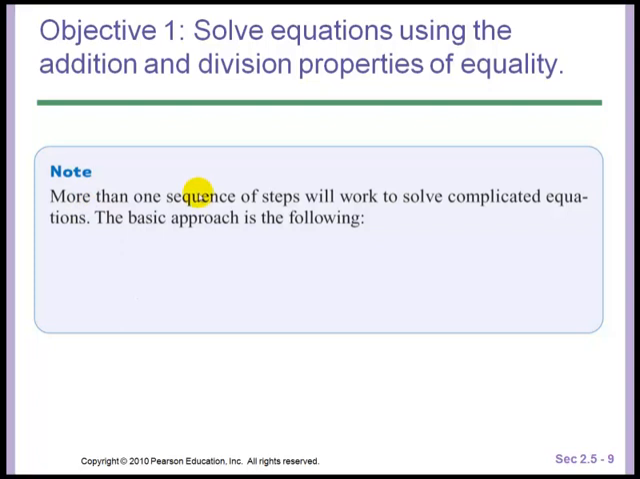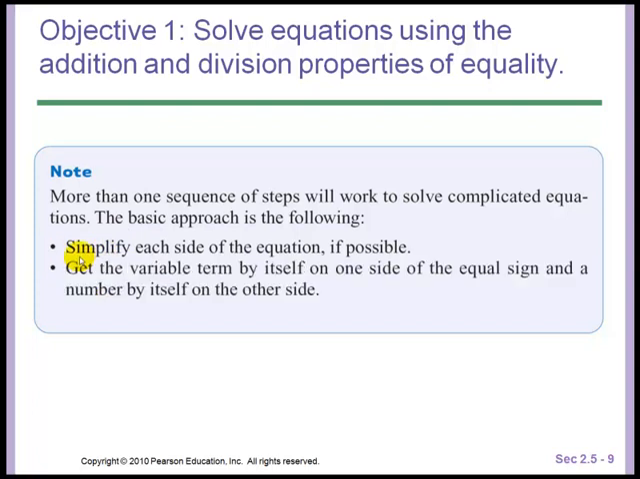A note: more than one sequence of steps will work to solve complicated equations. The basic approach is the following. Simplify each side of the equation if possible. Simplifying is doing things like using the distributive property or combining like terms. Once you have done that, you want to get the variable term by itself on one side and the number part, or the constant, on the other side. Once you have the variable term on one side and the constants on the other, you divide both sides by the coefficient of the variable term. These are your 3 steps.